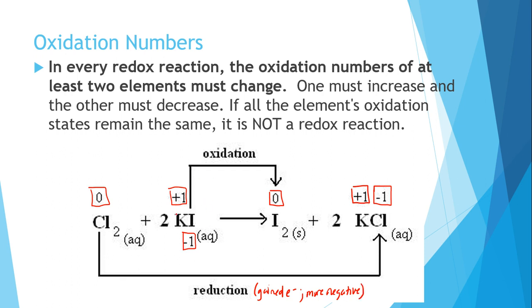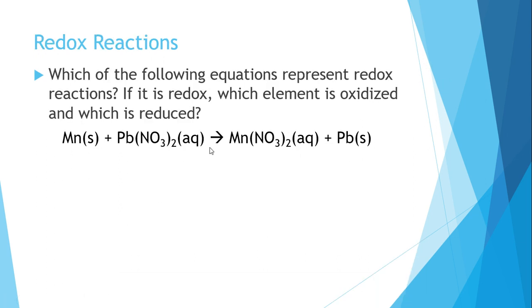Over here, potassium was a +1 and it stayed a +1. So nothing is happening to potassium; it's not being oxidized or reduced. Iodine, on the other hand, went from -1 to 0. So notice here it has become more positive. In order to become more positive, it needs to lose a negative charge, so it's losing electrons. Losing electrons, oxidation. So we can determine if a reaction is a redox reaction and then determine who is being oxidized and who is being reduced. And that's exactly what we're going to do in the following problem.